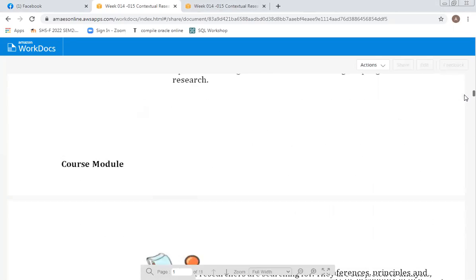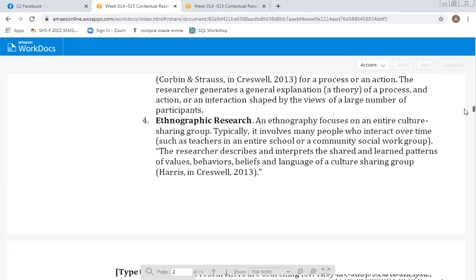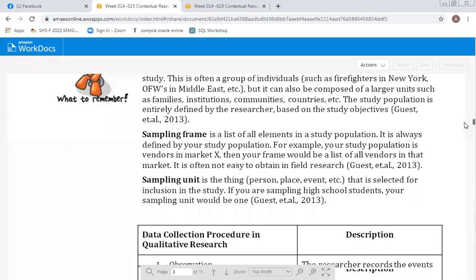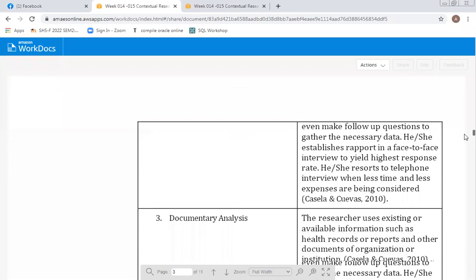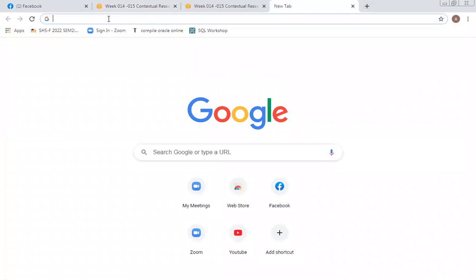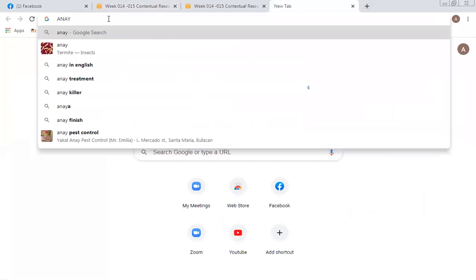So alam niyo na yung word na population, data, narratives, research design, alam niyo na rin yun kahapon. Sampling frame, sampling unit. So alam niyo na yan. Okay. So data analysis in qualitative research. So basically class, after you have collected your data, pag nakapag-collect na kayo ng information, numbers, findings, you have to analyze it. But before we continue, let us define the word analysis. Ano ba ibig sabihin ng word na analysis?